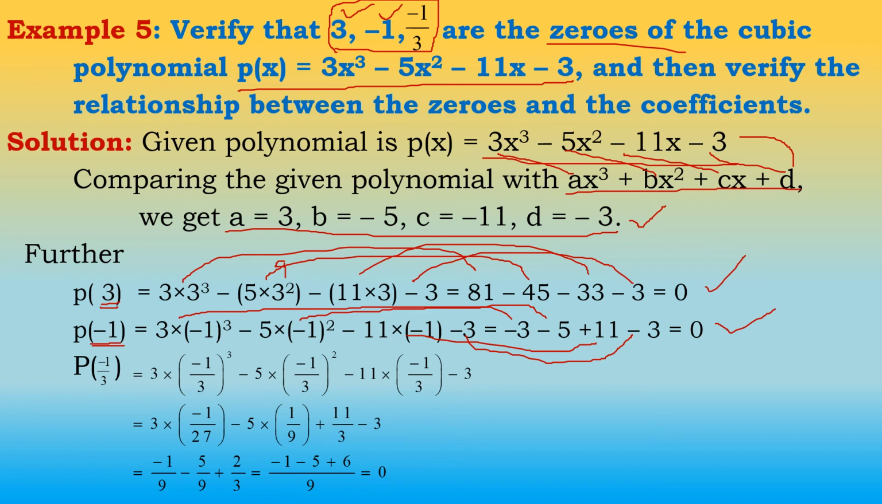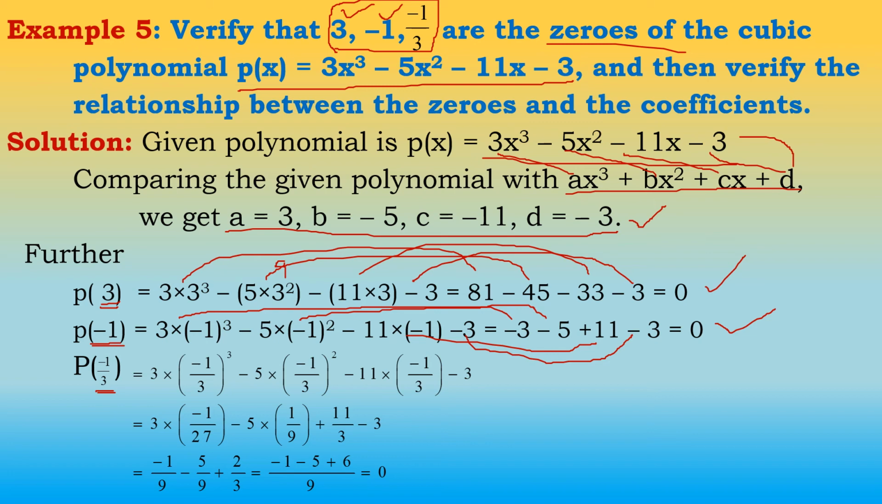And the last value we have, minus 1 by 3. Let us take x is equal to minus 1 by 3. So now I am replacing x with minus 1 by 3. So 3 into x cube, 3 into minus 1 by 3 whole cube, minus 5 into x square, minus 5 into minus 1 by 3 whole square, minus 11x, minus 11 into minus 1 by 3, and minus 3.